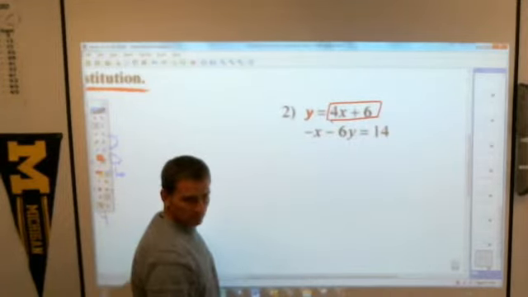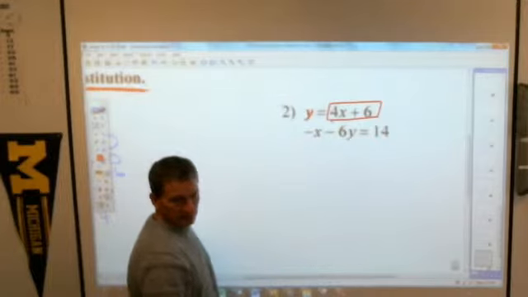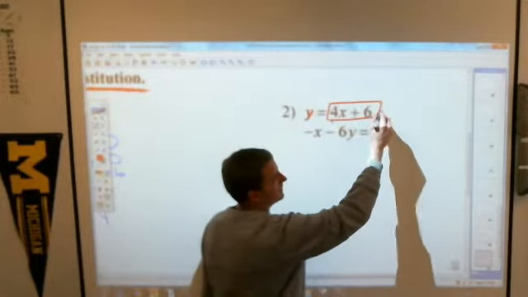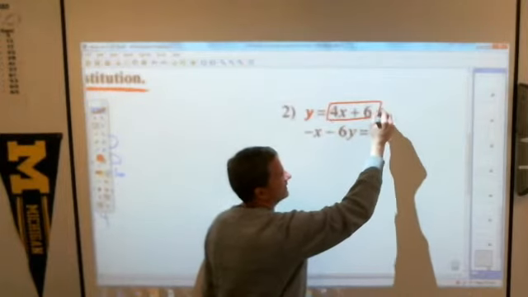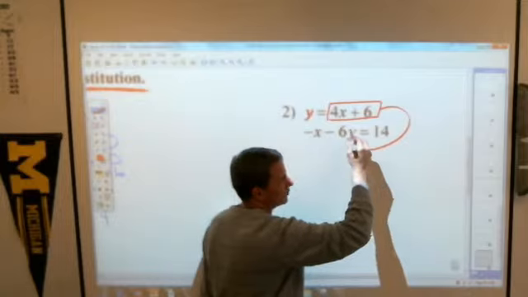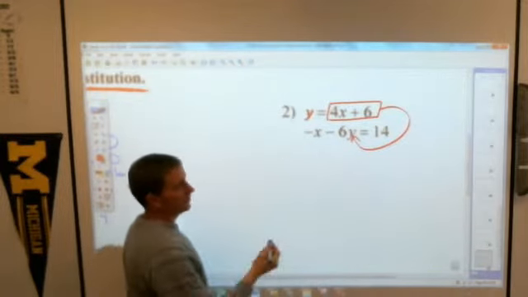So take x out of it. You need to take what y equals and put it in for y right there. So this is what that'll look like.